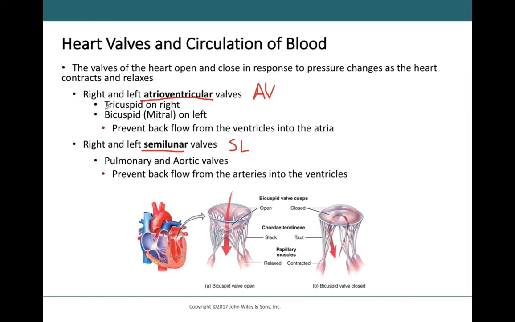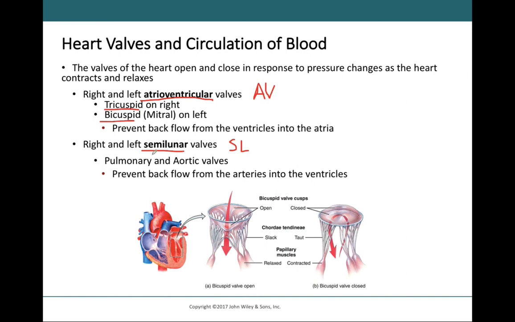Now, we have the tricuspid and the bicuspid, which are our atrioventricular valves. Remember, you want to try before you buy, and that will tell you which valve is going to separate which set of atria and which set of ventricles. So the tricuspid and the bicuspid valves are our AV valves.